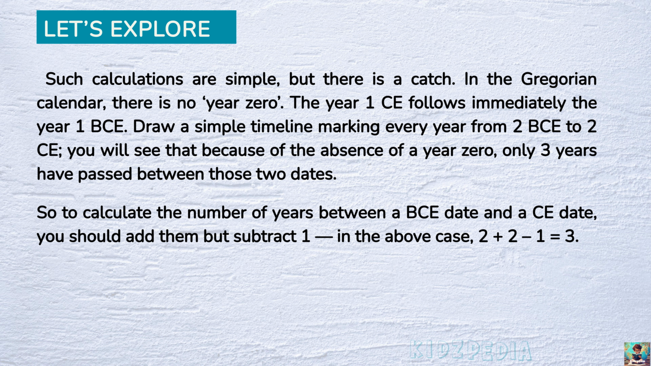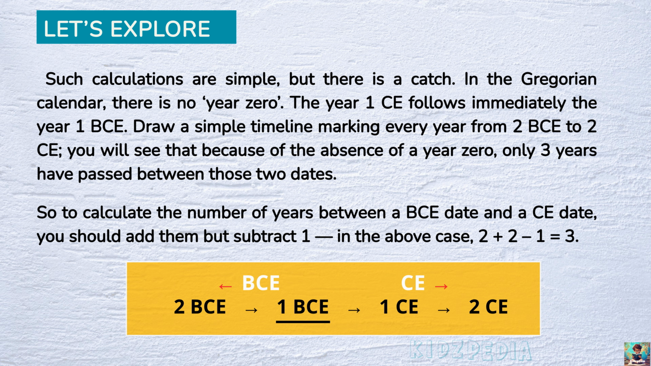So, in the Gregorian calendar, there is no year 0. That means the year 1 BCE is followed immediately by the year 1 CE. So, if you're counting how many years passed between BCE and CE, you can't count a year 0 in between because there is no year 0. From 2 BCE to 1 BCE, 1 year.